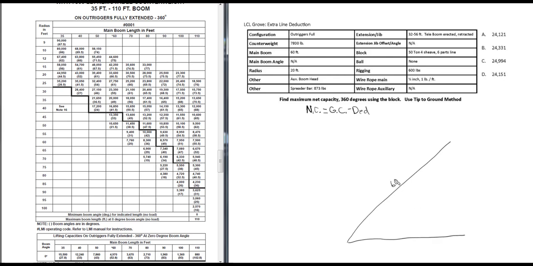We've got 60 foot of boom, 20 foot radius, auxiliary boom head. We also have a spreader bar, which we'll put down here because it'll go at the end of our rigging. We have a spreader bar that weighs 873 pounds.